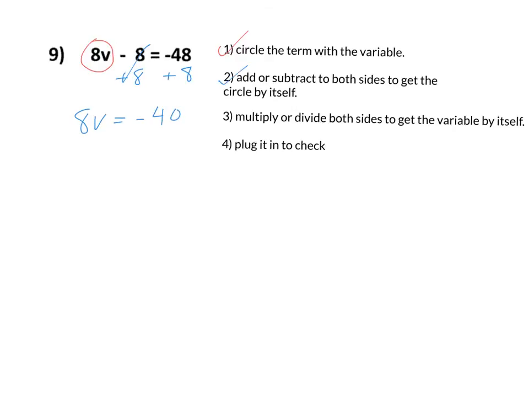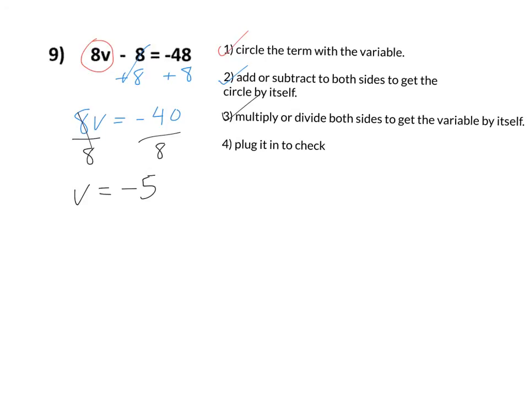Done with step 2. Step 3, multiply or divide to get the variable by itself. So we're going to be doing the inverse. The inverse of multiplying by 8 is dividing by 8. Divide by 8 on both sides. I get v is equal to -5.